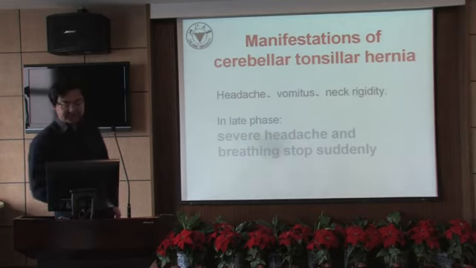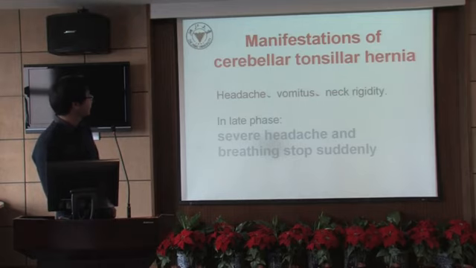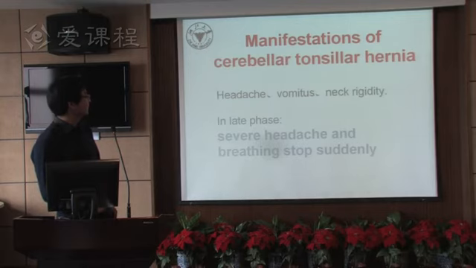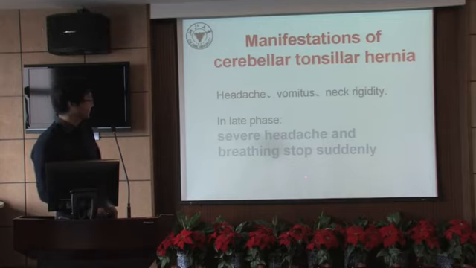What is the manifestation of cerebellar tonsillar herniation? The first manifestation is headache and vomiting. These symptoms we can mostly find in intracranial hypertension. And another classic manifestation is neck rigidity. In the late phase of cerebellar tonsillar herniation, severe headache occurs and breathing stops suddenly. Compared to other types of herniation, cerebellar tonsillar herniation is characterized by sudden breathing arrest. So this is the most obvious symptom and sign in this herniation.